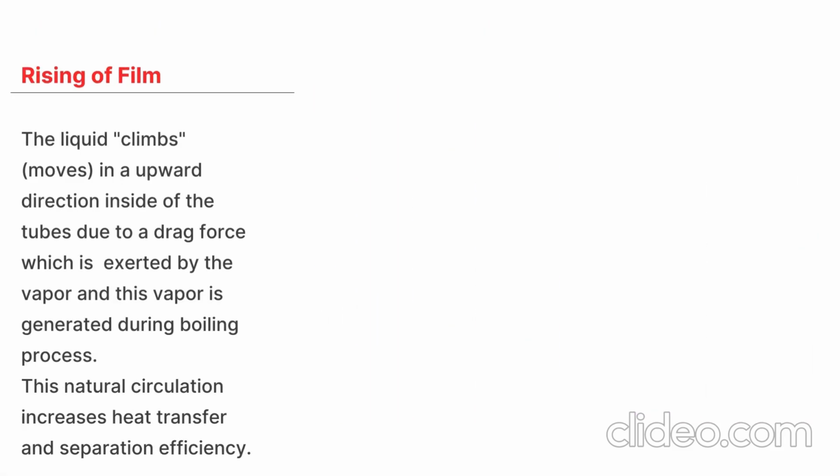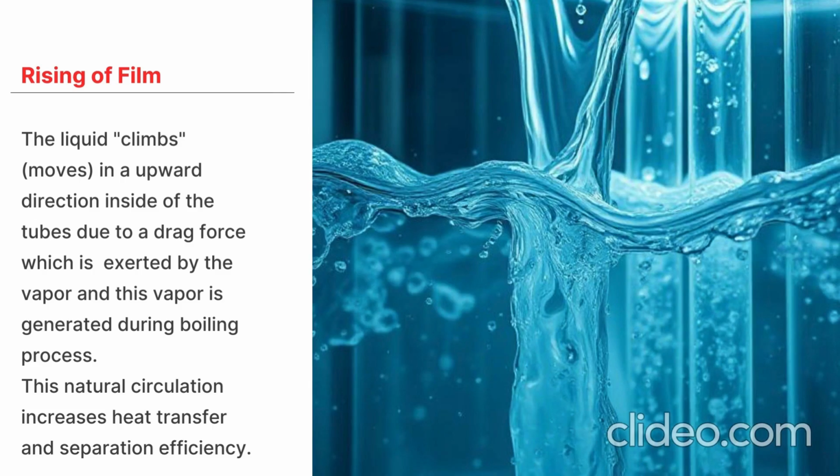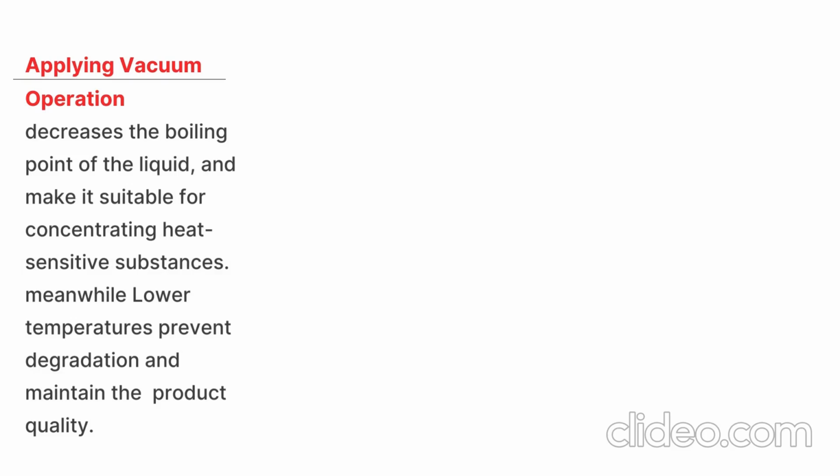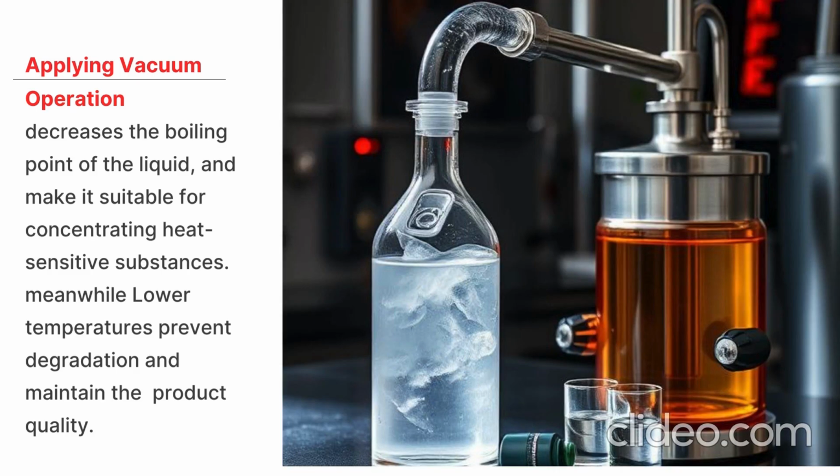Rising of the film. The liquid moves or climbs in an upward direction inside the tubes due to a drag force which is exerted by the vapor, and this vapor is generated due to the boiling process. So this natural circulation increases the heat transfer and separation efficiency. Application of vacuum. Application of vacuum decreases the boiling point of the liquid and makes it suitable for concentrating heat sensitive substances. Meanwhile, it lowers the temperature, prevents degradation and maintains the product quality.